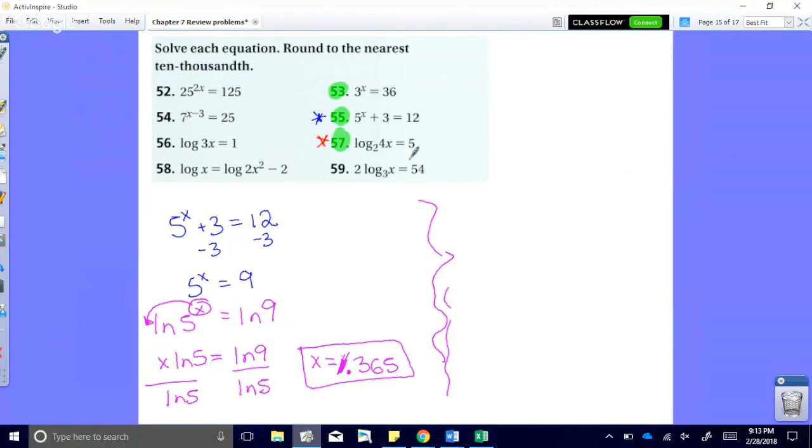We're going to write it as an exponent. So when we do that, the base, which is the 2, comes up, the 5, which is the exponent, comes over, and it's always equal to what's left, 4x. So on my calculator, I'm going to take 2 to the 5th, and 2 to the 5th gives me 32. So 32 equals 4x, and I divide by 4. So x is equal to 8.